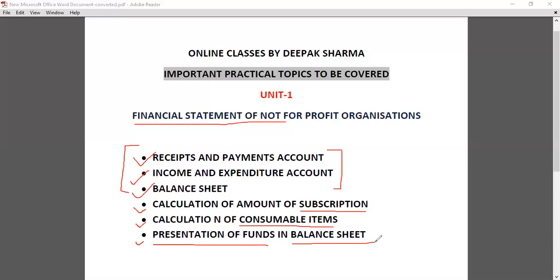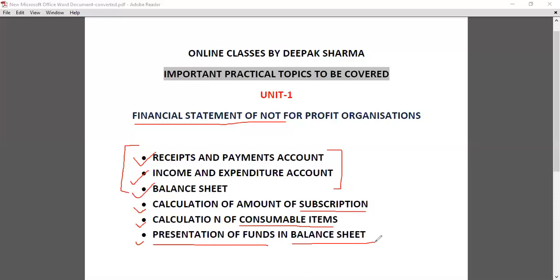This type of question may also come in the exam, and it has been seen that this question does come in the exam. So these are the important topics that of course a student needs to complete so that he is done with unit 1 of accountancy subject.